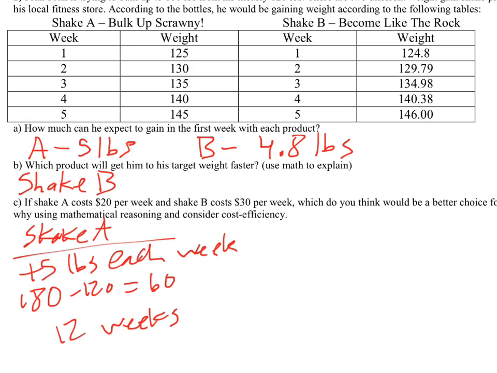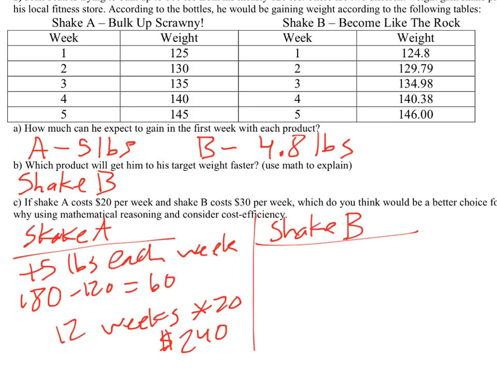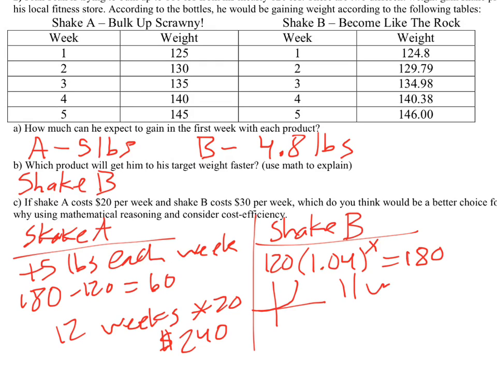Which at $20 a week, you're looking at $240. Okay. Under Shake B, that one is taking the starting amount and times it by 1.04 each time, and you need to get that up to 180 pounds, and that's where you just use a calculator to figure it out, because it's growing exponentially. And when you do that, you're looking at about 11 weeks.